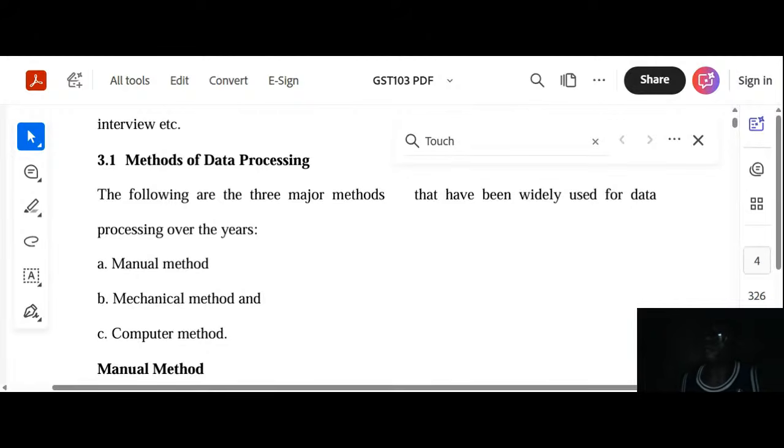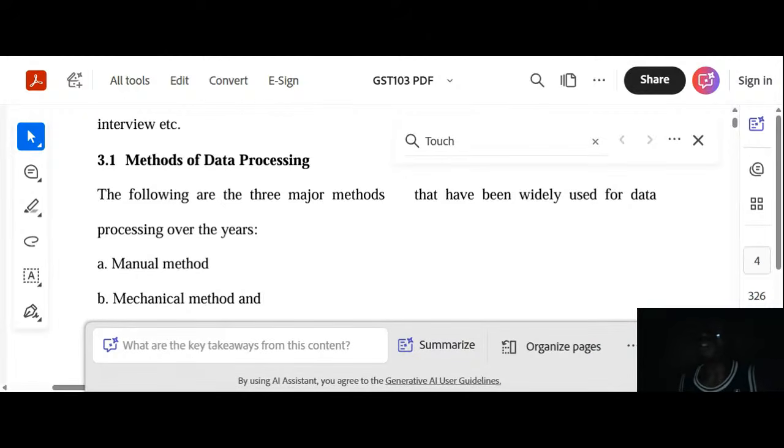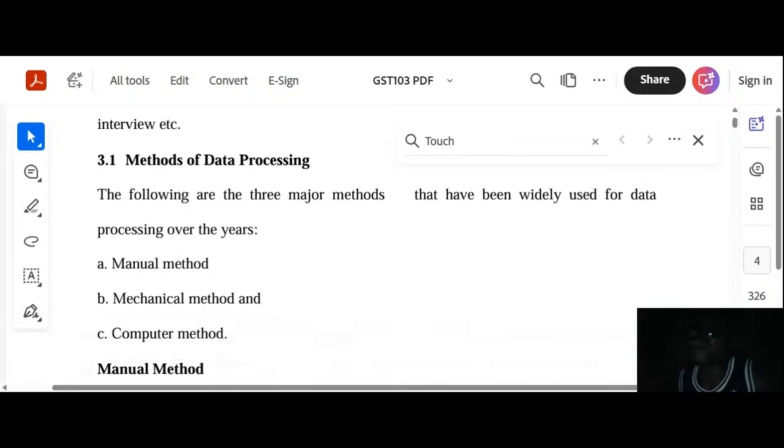Then your friend in the same lecture, you see someone else came with a typewriter or a typing machine. That person is using the mechanical method. The use of machine in aiding data processing, in aiding the processing of our activities, is called the mechanical method. Once there is an introduction of machine, now let's compare them a bit.